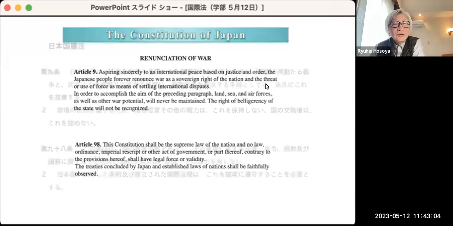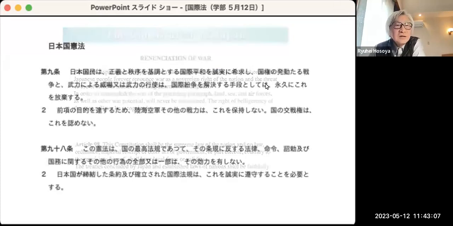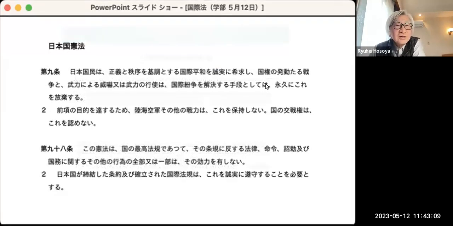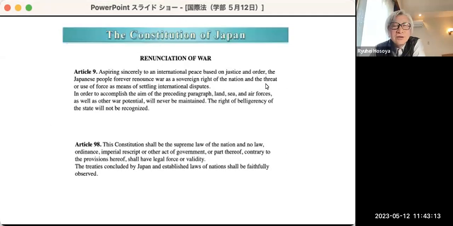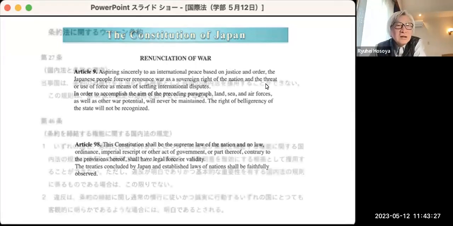So that's the famous Constitution of Japan, Article 9. That's Article 9, which is about abandoning the act of war as a nation, and the relationship between the Constitution and treaties. Okay, it sort of says we have to respect both, but it doesn't say which should take precedence when there's a conflict.